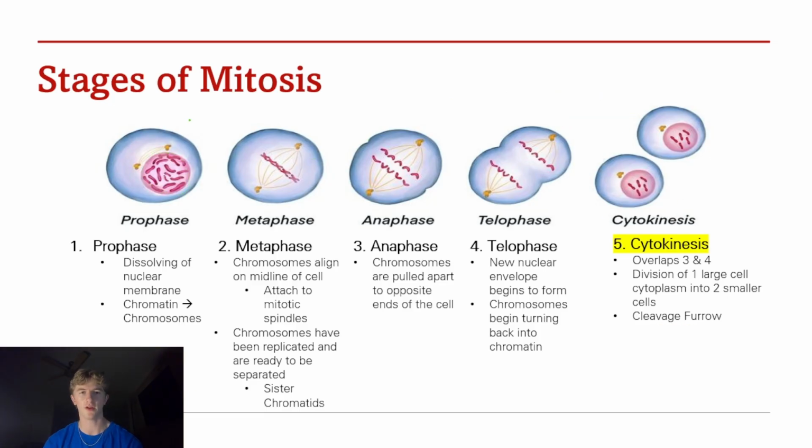So now that we have an understanding of all these stages of mitosis, let's look at how you're going to have to be able to identify these in an actual histological slide. So obviously this is a diagram. We're going to have to be able to identify this in a microscope slide. So let's look at this next slide going over that.